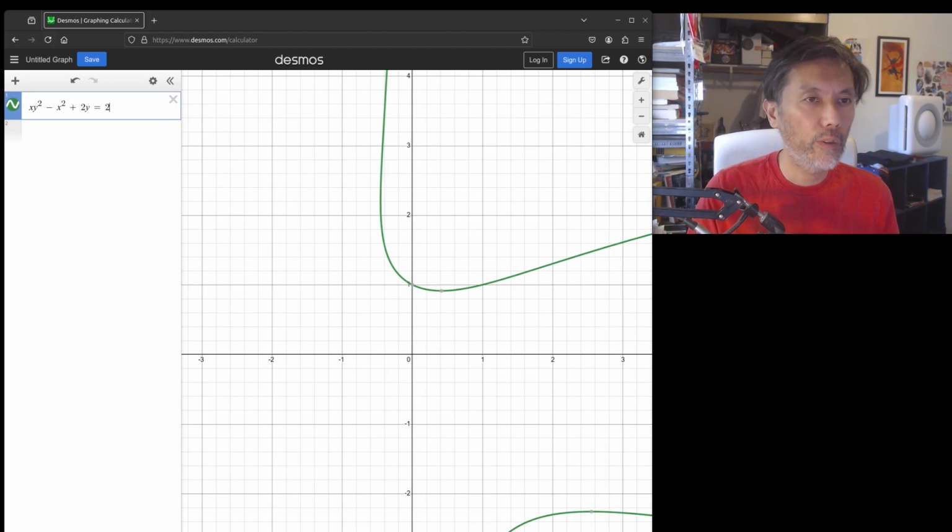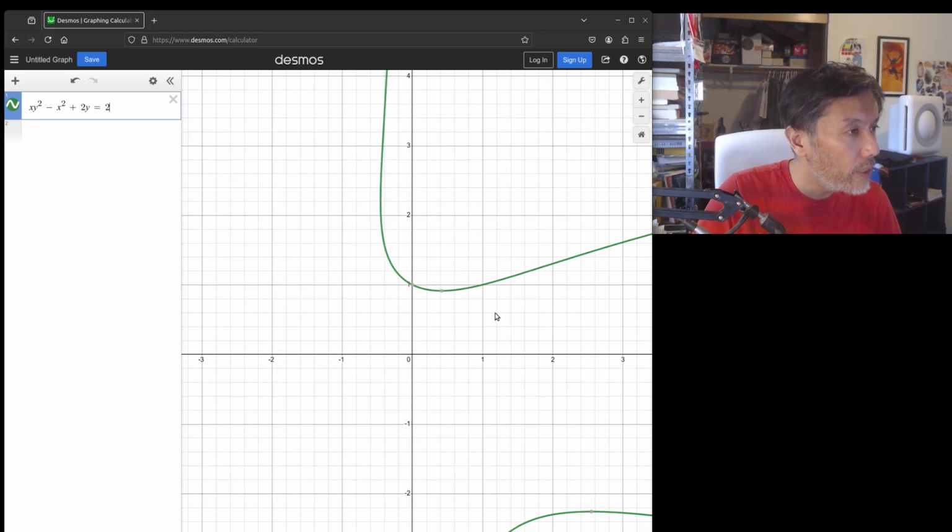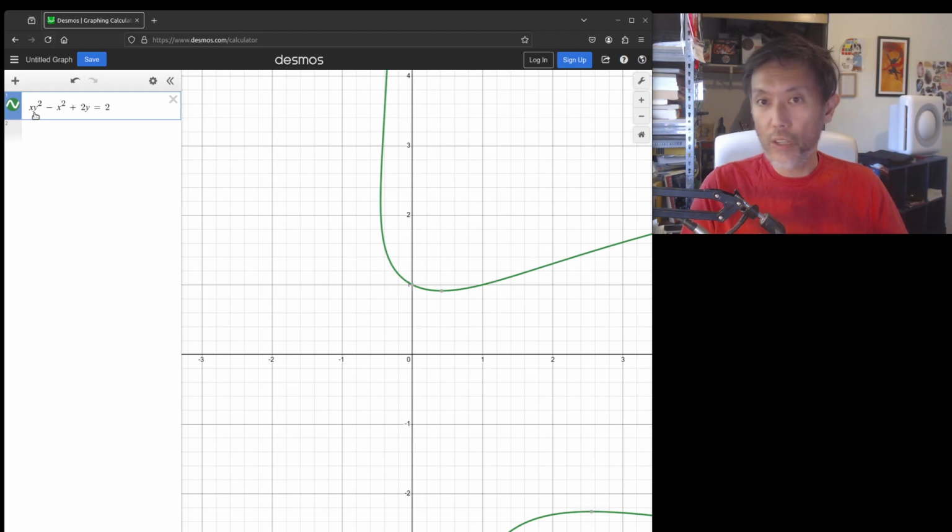Okay. I'm going to set this thing equal to 2. And you'll probably observe right here, look at that point that my mouse is pointing at. You see that that point there has coordinates (1, 1), right? And indeed, (1, 1) lives on this green curve. Why? Because when you plug in x equal to 1 and y equal to 1, the equation is satisfied, right?